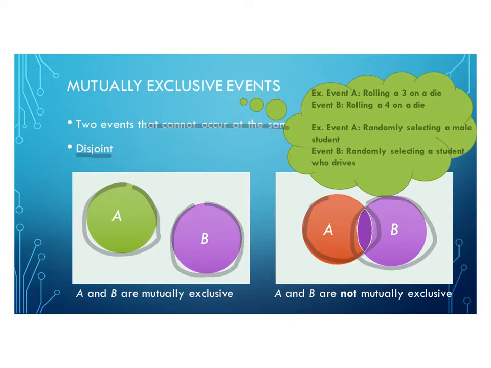If we look up at the thinking bubble, we have some other simple results in rolling a 3 on a die and rolling a 4 on a die, right? When you roll a single die, it's not possible for you to get a face of 3 and a face of 4. So we say those events are mutually exclusive. For selecting a male student and randomly selecting a student who drives, we would say that is not mutually exclusive because you can be a male driver.